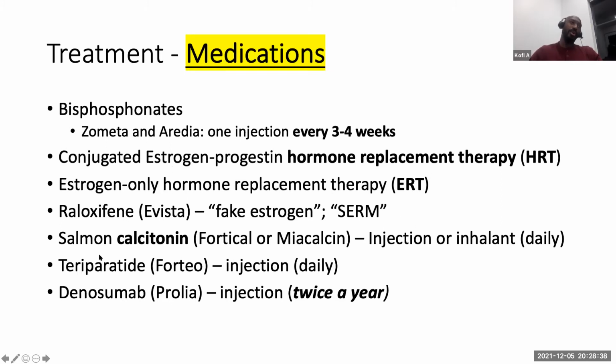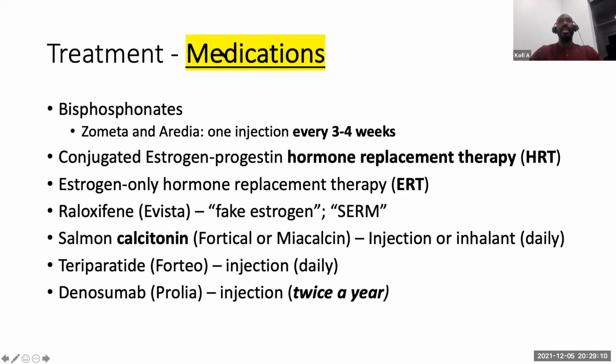There's another medication called raloxifene that is basically a fake estrogen, a chemical that acts like estrogen so that your bones stay strong. Calcitonin is another one that helps calcium get into your bones. There's Forteo. Forteo helps your blood levels of calcium get higher so that you can get calcium into your bones more. And there's Prolia. Prolia is kind of expensive, but importantly, it's an injection twice a year to keep your bones strong. This one is very popular.